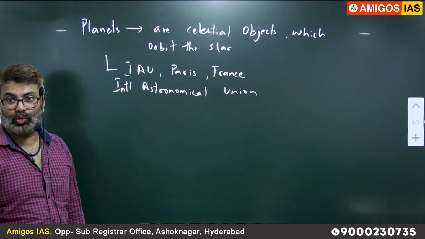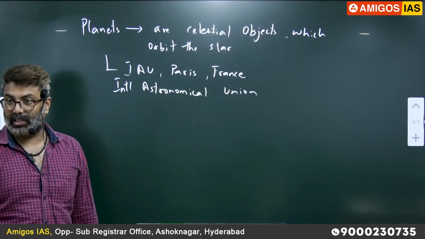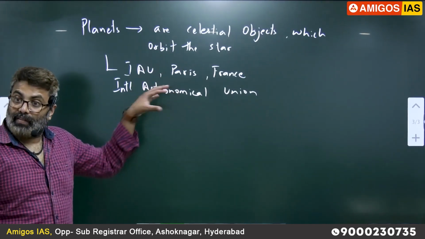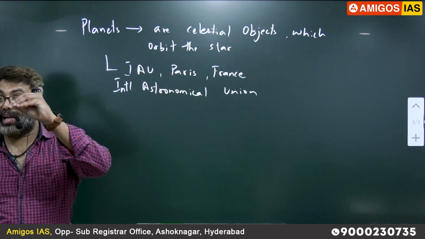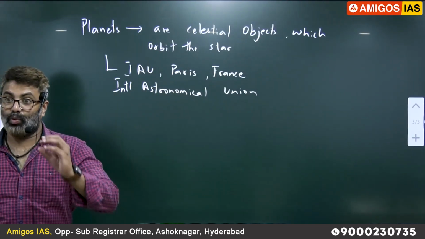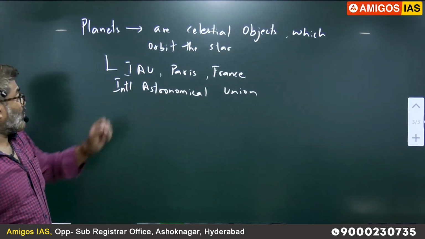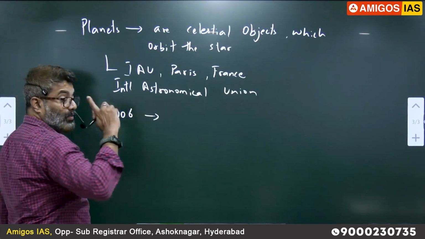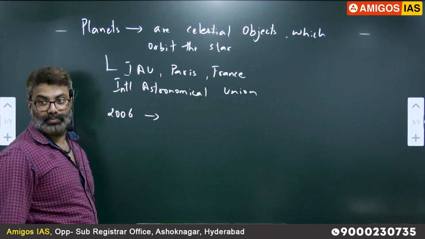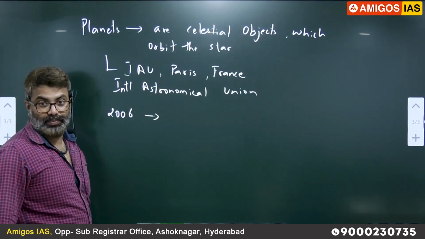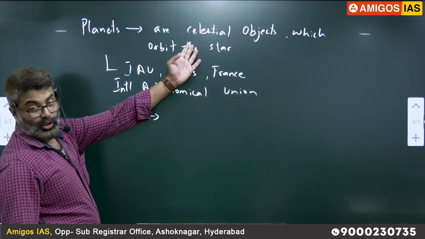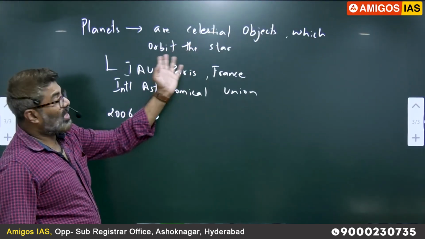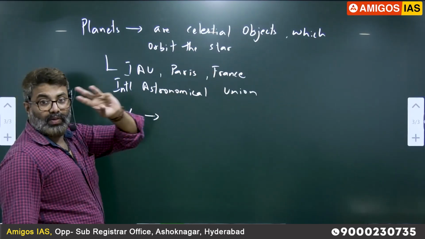The International Astronomical Union is based in Paris, France. This is the organization which decides the fate of the planets. They are the ones who give the definition. So in 2006, they gave three conditions for planets. They said planets are celestial objects which orbit a star, the sun, with three conditions.